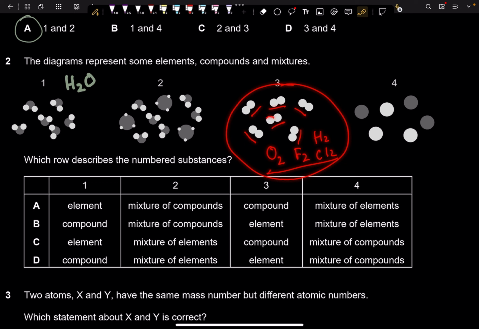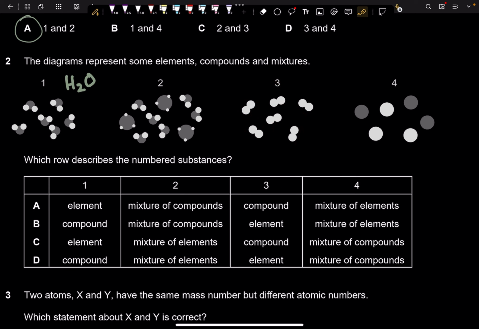Because I can see two same types of atoms that are covalently bonded. So that means this is diatomic. Now I come to this. In this, I have again a mixture. Okay, I know this is a mixture. How do I know this is a mixture?